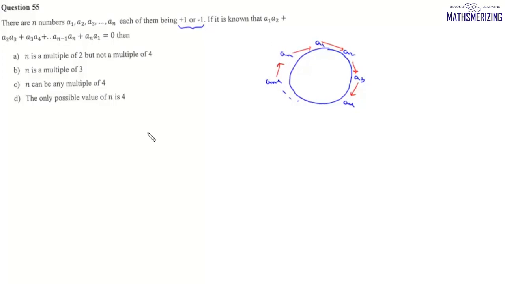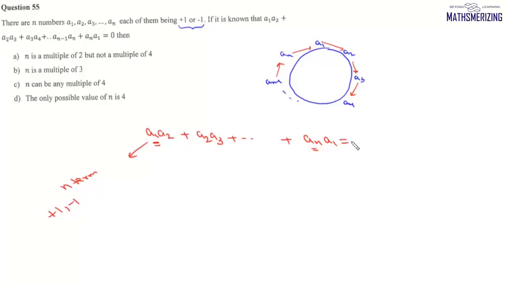So if we look at these products, which is a1a2, a2a3, and it goes all the way up to ana1, how many products are there? How many terms are there in this series? It starts with a1 and it ends with an, so there are n terms in this series. Now we know that when we multiply 1 with minus 1, or 1 with 1, or minus 1 with minus 1, then the only possible values are plus 1 or minus 1.